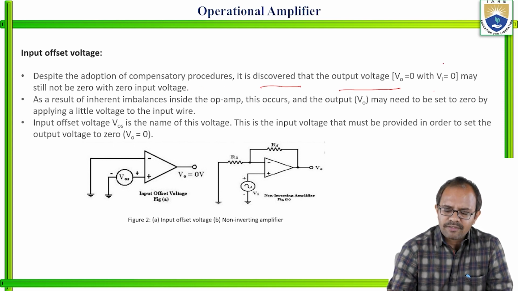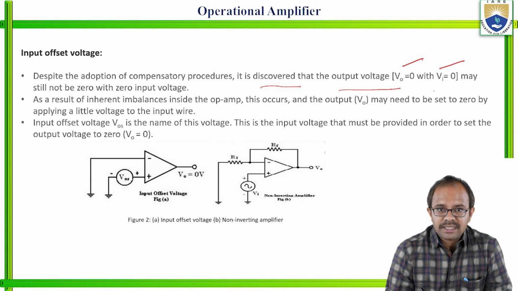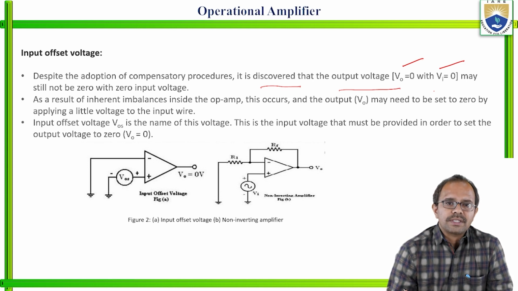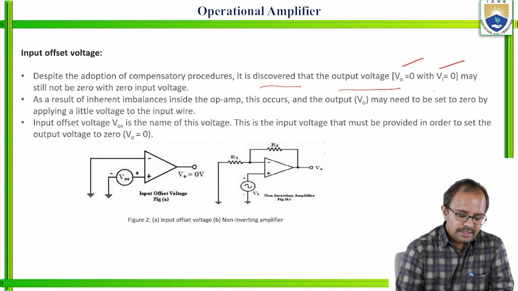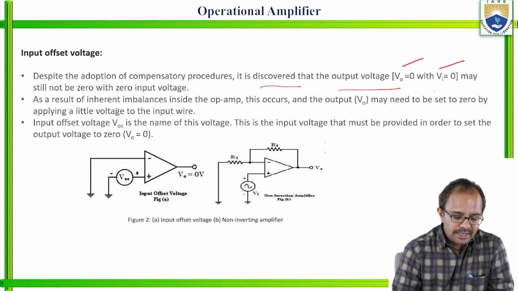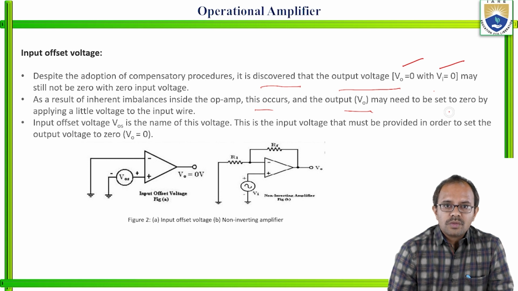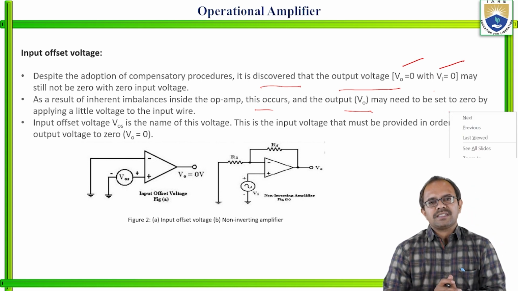So what is the meaning here? If I say VA equal to 0, what is the ideal situation? V0 should be 0. But still, this may not be 0. It is the effect of your offset current. As a result of inherent imbalance inside the op-amp, this occurs and the output V0 may need to be set to be 0. So this is a test case.